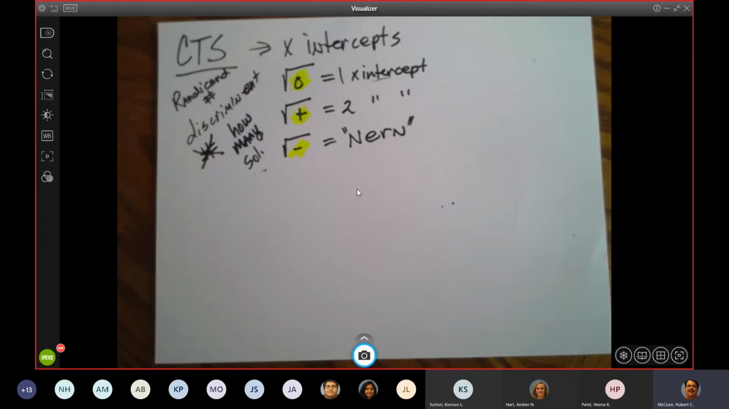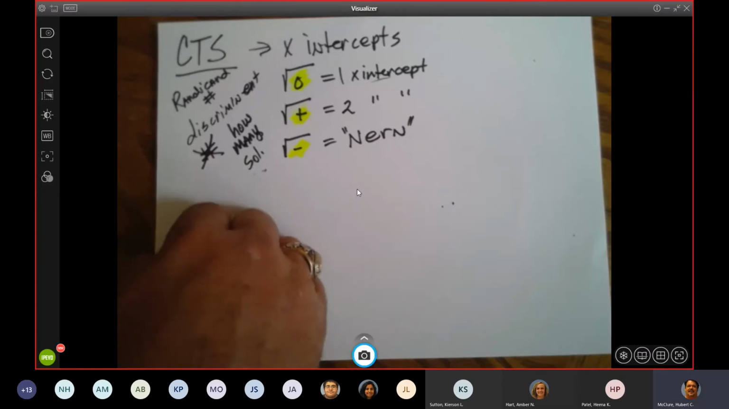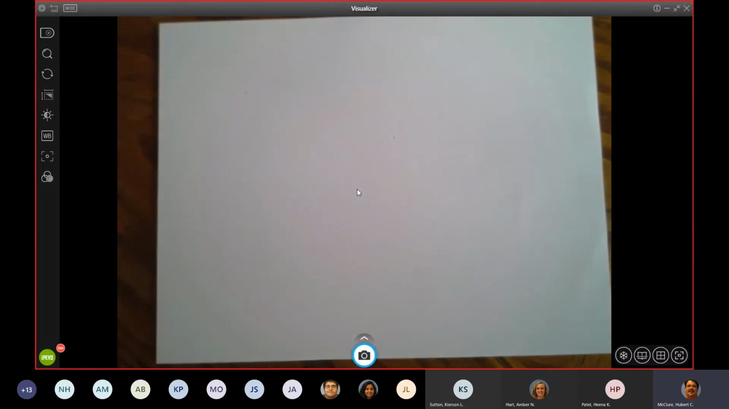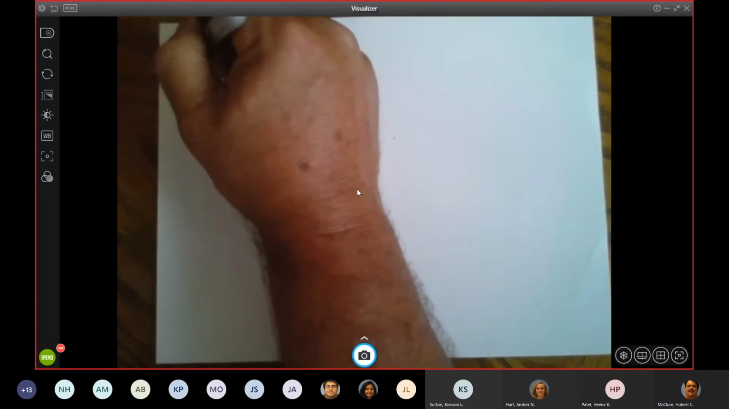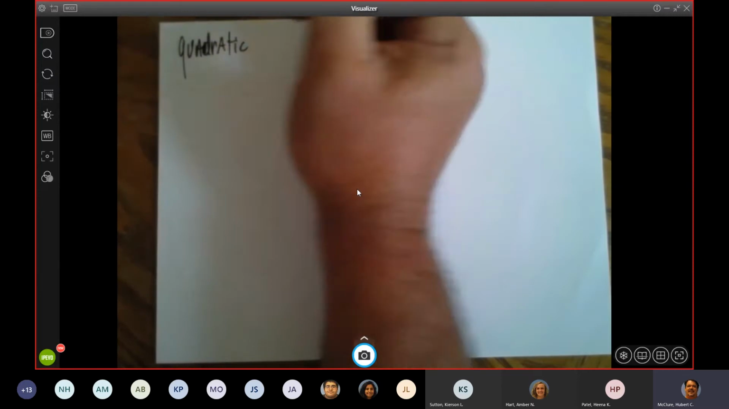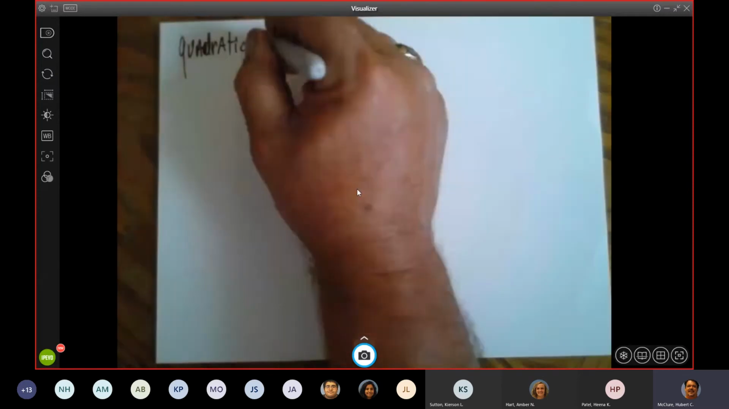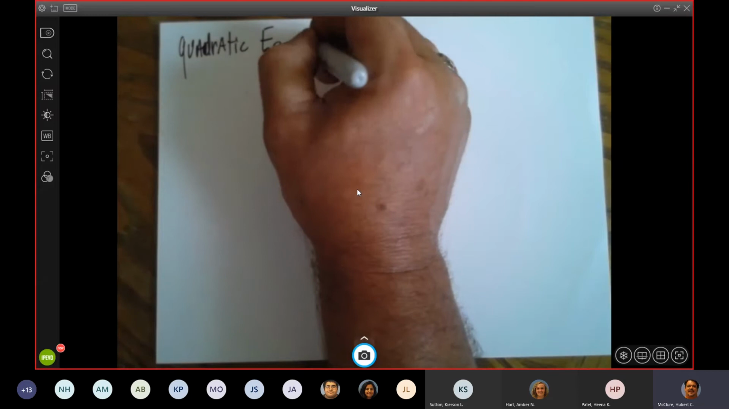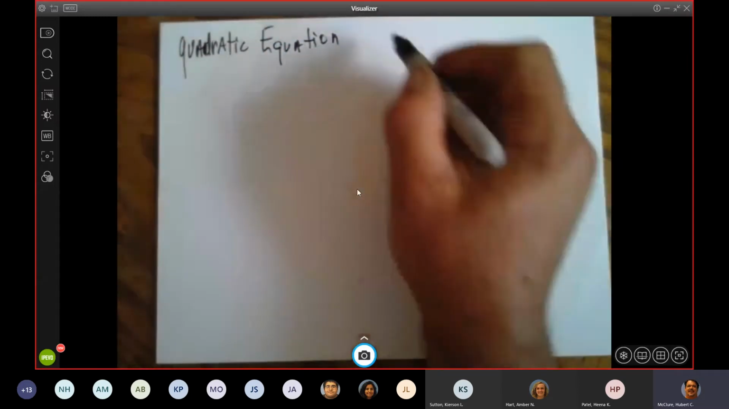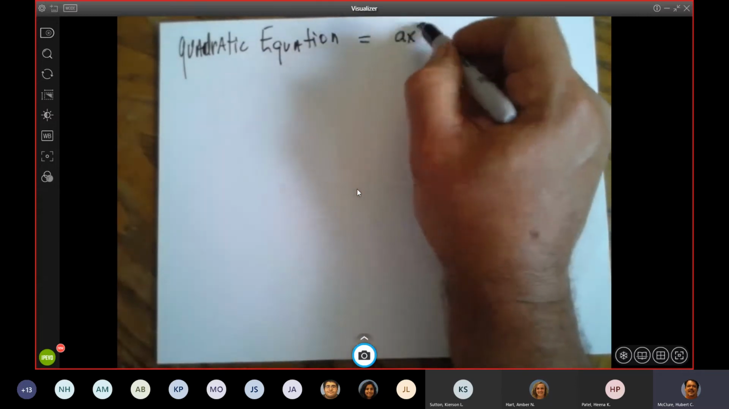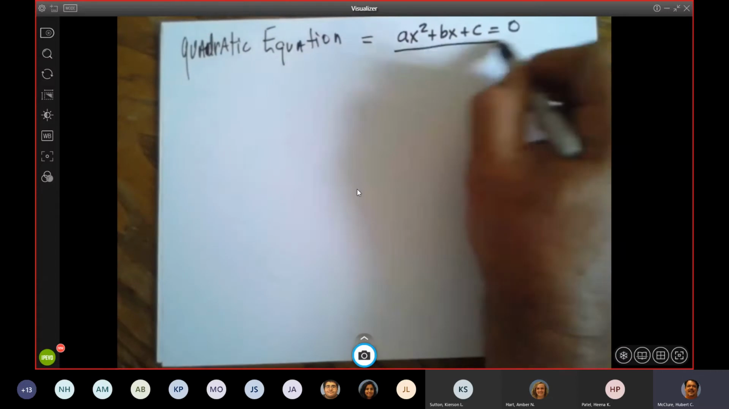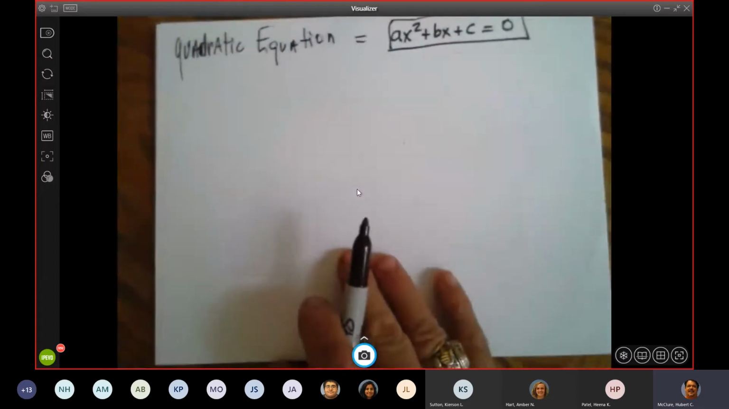Okay, so how do you complete the square? Well, first thing you got to realize is you're working with a quadratic equation, and we're going to get into that when we go into class tomorrow. Basically you have a parabola that opens upward or downward, but it's in the standard form of ax squared plus bx plus c is equal to 0. That's the standard form of a quadratic equation.